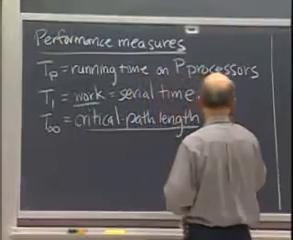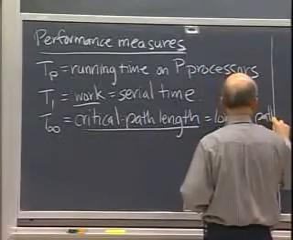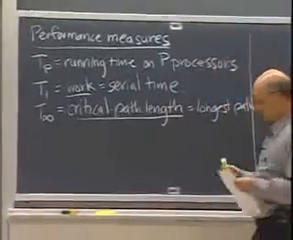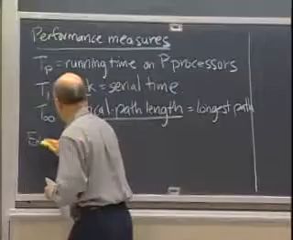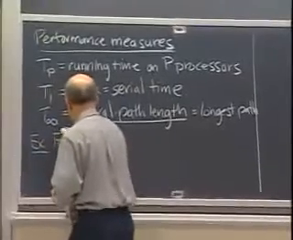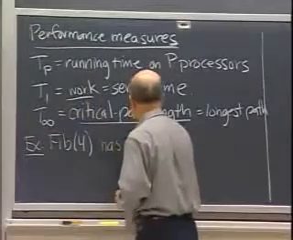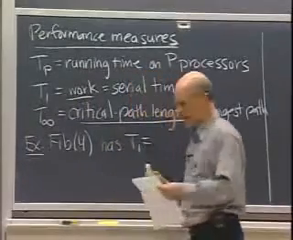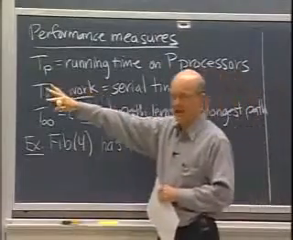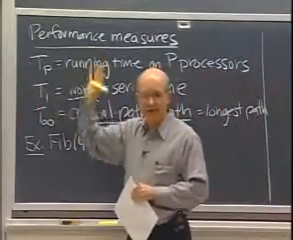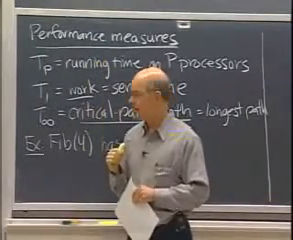Okay, which is essentially the longest path in the DAG. So, for example, if we look at fib of 4, this example, it has T of 1 equal to, so let's assume we have unit time threads. I know they're not unit time, but let's just imagine, for the purposes of understanding this, that every thread costs me 1 unit of time to execute.